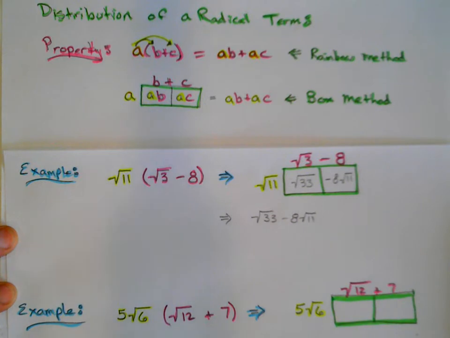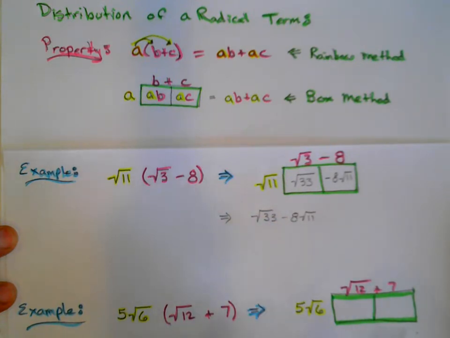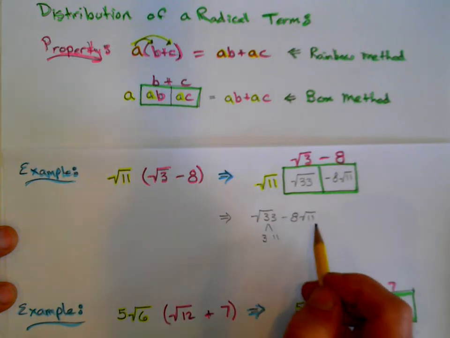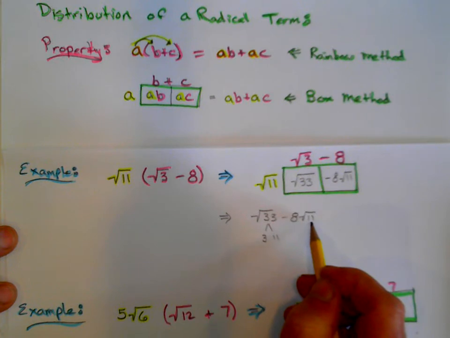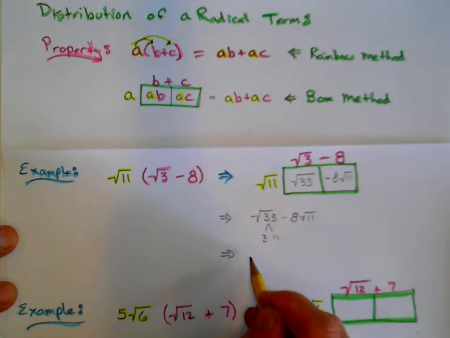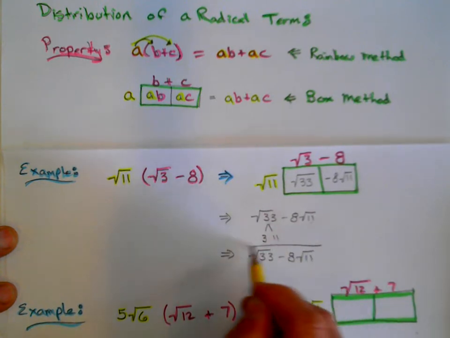Now I have to check to see if I can pull out any perfect square factors or if I can combine these, because I have a subtraction. So I have two terms that I might be able to combine. The factors of 33 are 3 and 11. Notice both of those numbers are prime, so there are no perfect square factors in 33. 11 is also prime, so I can't pull any factors out of there. This radicand and this radicand do not match, so I cannot combine them. So my final answer is just that.